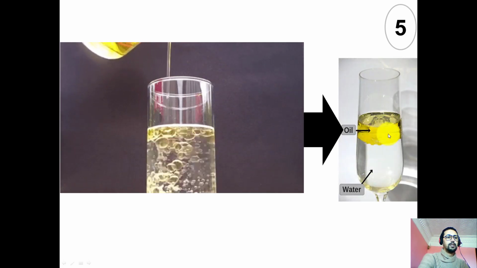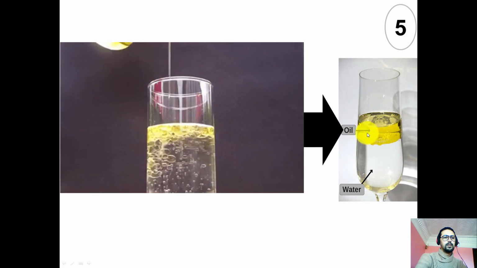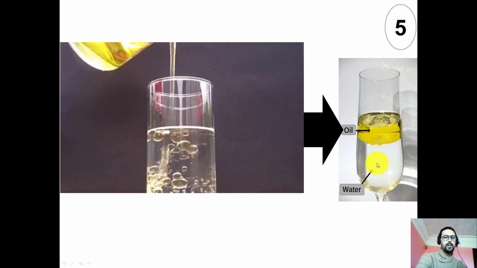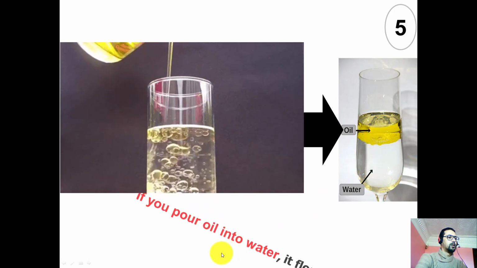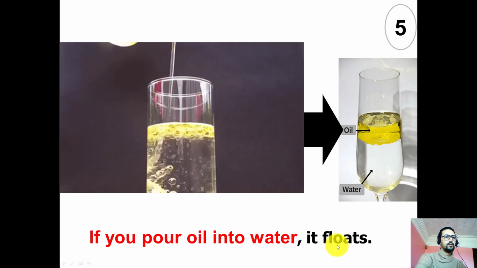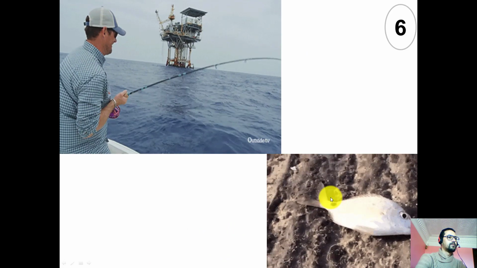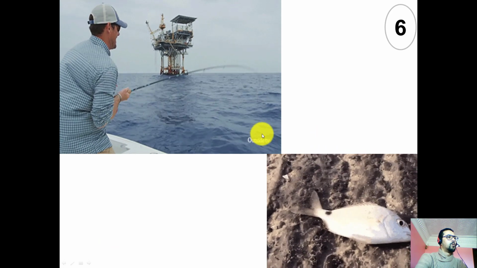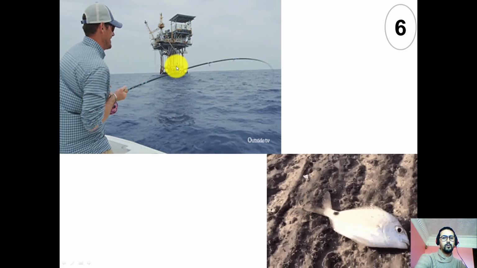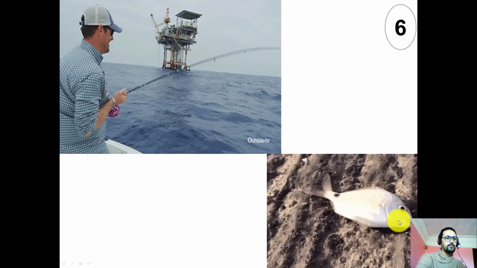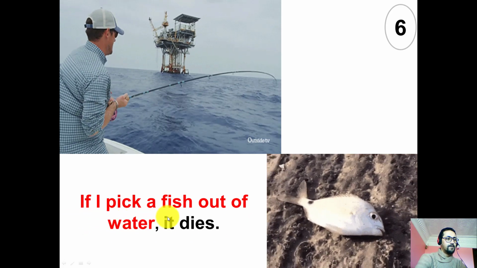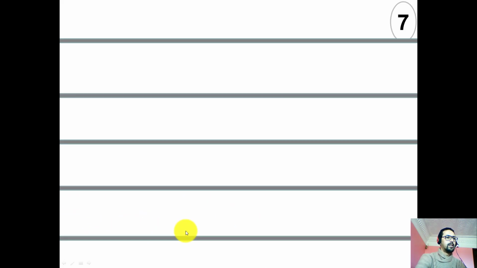Next. What happens if we pour oil into water? Yes, the oil floats. They don't mix. Okay? So if you pour oil into water, it floats. Very good job. Next. What happens if you pick a fish out of water? It dies. Very good. If I pick a fish out of water, it dies.